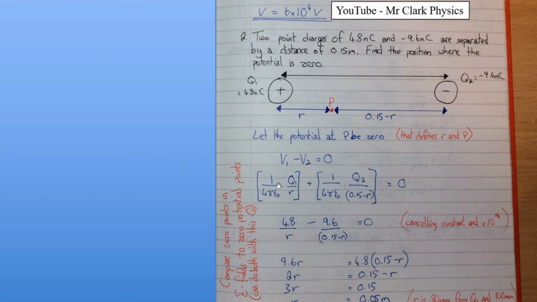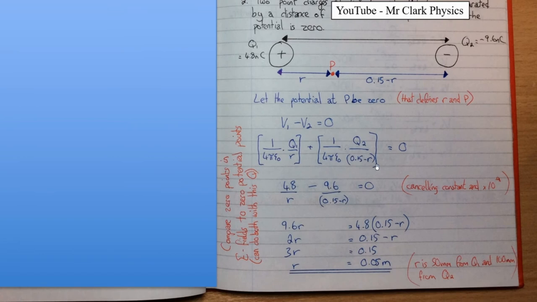And then I have two terms, each with charges I haven't substituted in yet, but they just have one unknown, the value of R. To make life a bit easier, I can multiply through all three terms by the constant, the 1 over 4 pi epsilon naught. So that kind of just disappears, and then substituting in the 4.8 and 9.6 for the charges leads to this. Again, I've cancelled out the nano term, the times 10 to the minus 9, just to make life a bit simpler.